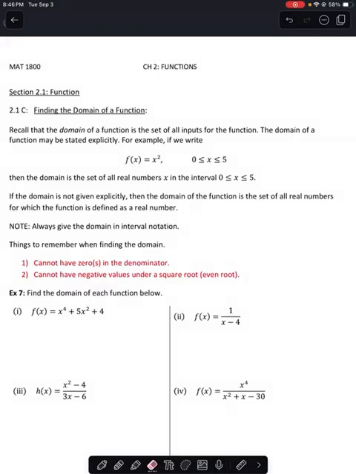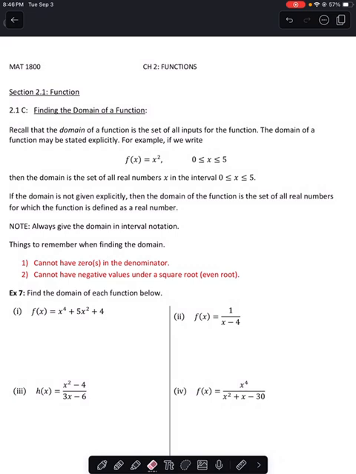Hello, we are now looking at the last piece of section 2.1. So this is about finding the domain of a function. And if you recall, when we introduced the definition of the function, we mentioned that the domain are the values of the input, the values that the input takes.